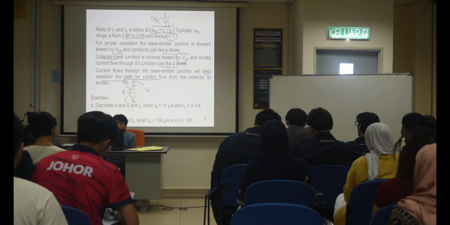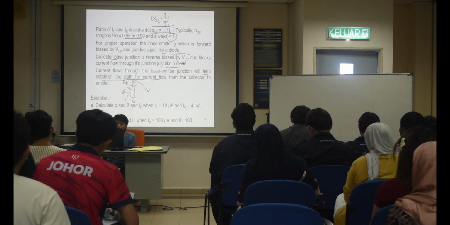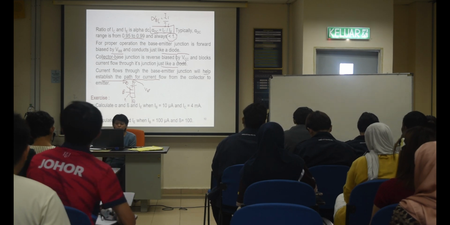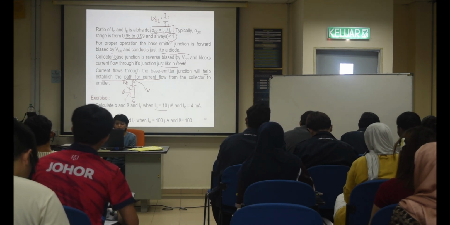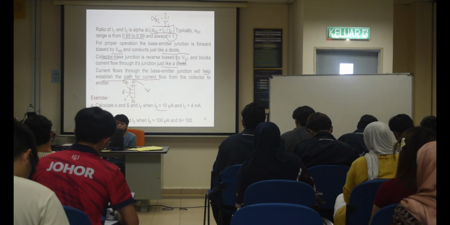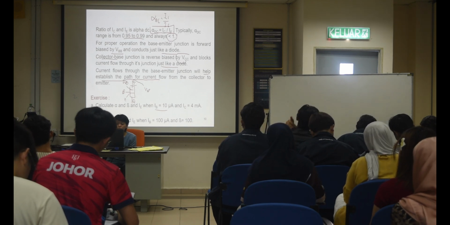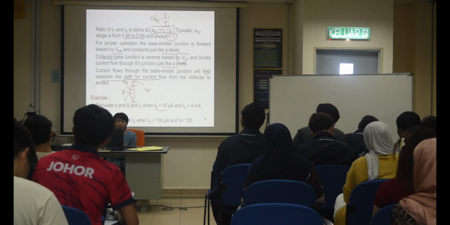Calculate alpha and beta, and IE, when IB is 10 milliampere and IC is 4 milliampere.